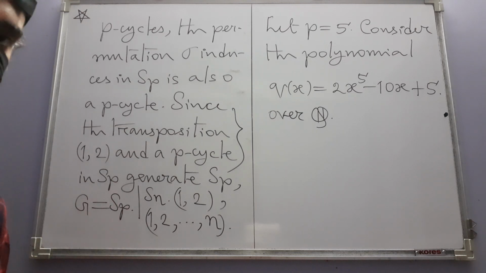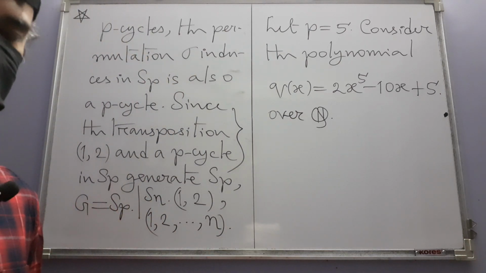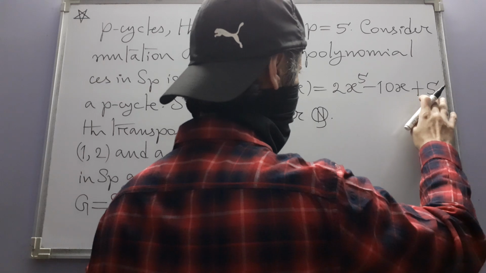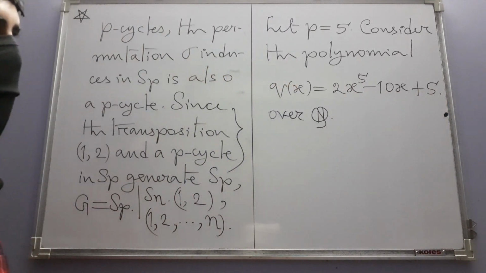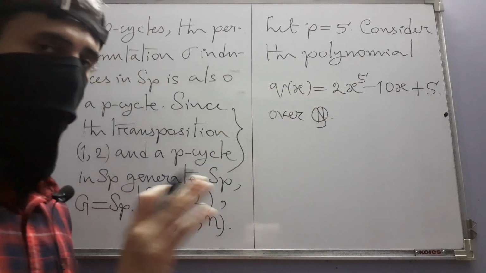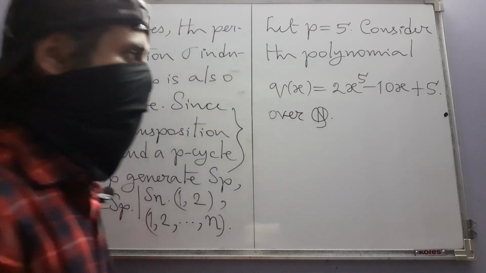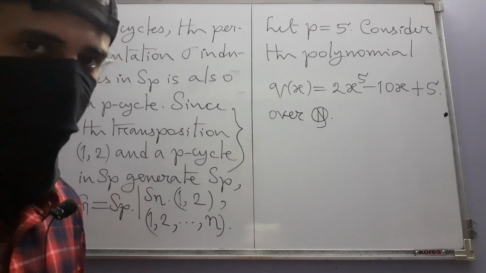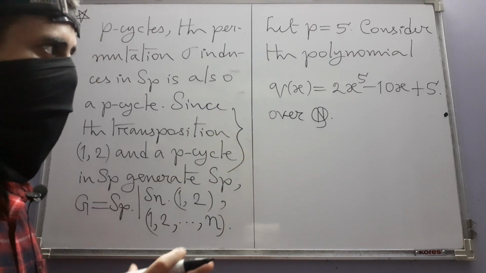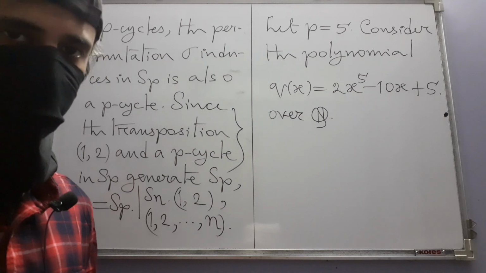Now it has prime degree, fine, so the degree is 5. Is it irreducible? Let us apply Eisenstein's criterion. You see that we have the prime 5 which divides all the coefficients of this polynomial except the leading coefficient. That's not divisible by 5. The other coefficients are divisible by 5, and additionally the constant term is not divisible by 5 square.